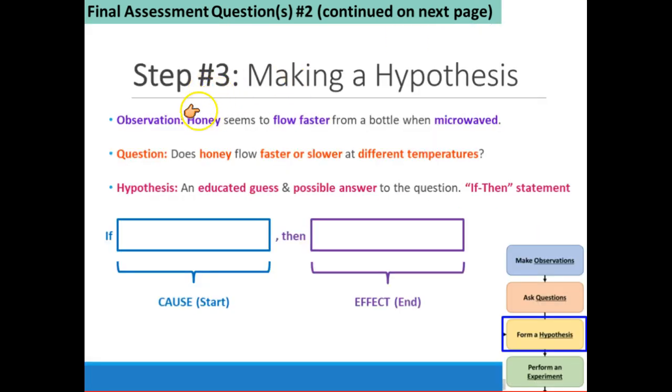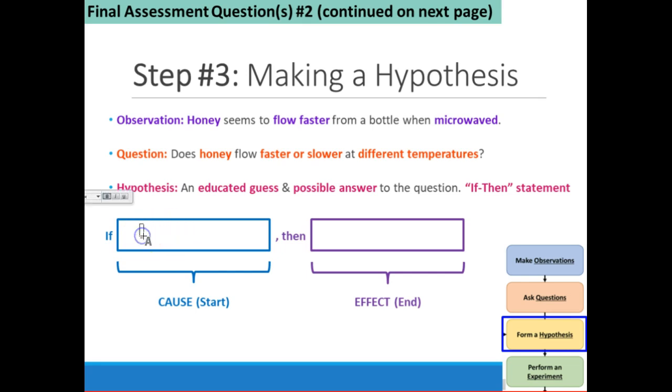So for example, remember, if we have an observation that honey seems to flow faster from a bottle when microwaved, the question would be, does honey flow faster or slower at different temperatures? And then we can make a hypothesis, which is an educated guess or a possible answer to that question, right? So for example, in this situation, what would be the if statement? If honey is hot or cold.